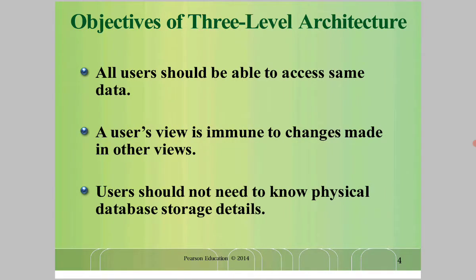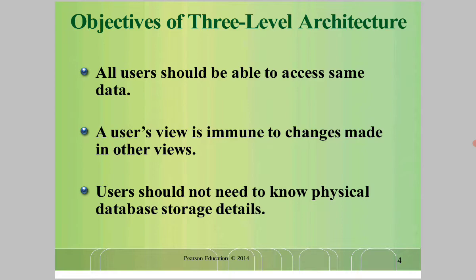What are the objectives of 3-level architecture? All users should be able to access the same data. What is the 3-level architecture? External level, internal level and physical level, or external schema, internal schema and physical schema. A user's view is immune to changes made in other views. Users should not need to know the physical database storage details.